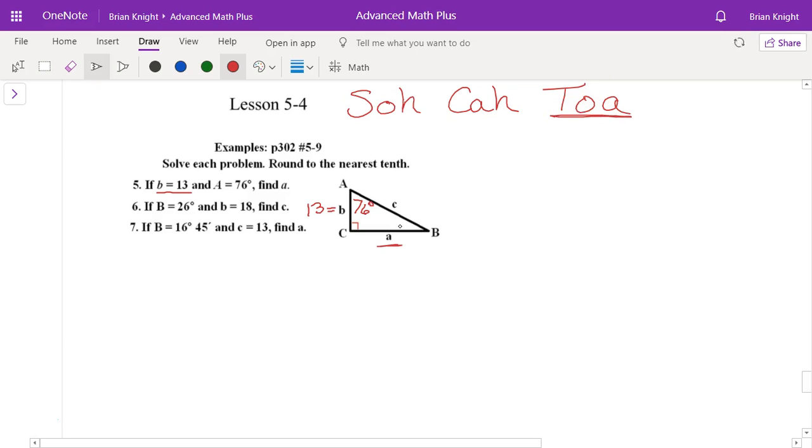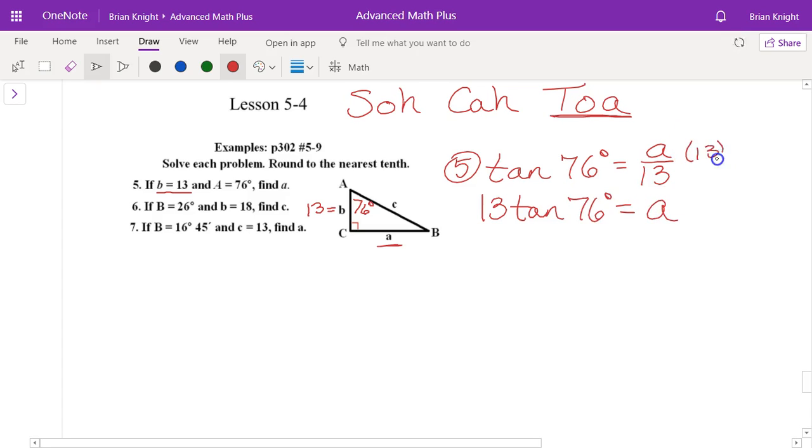Tangent. So we're going to say, for number 5, the tangent of 76 degrees equals, you always take sine, cosine, and tangent of the angles, okay? So tangent of 76 degrees equals what? What is opposite 76? A divided by the adjacent side is B, which is 13. And then you solve it. So what do you do to solve that for A? Times it by the reciprocal. Multiply by 13 on both sides. When you multiply this side by 13, they cancel. 13 times tangent of 76.